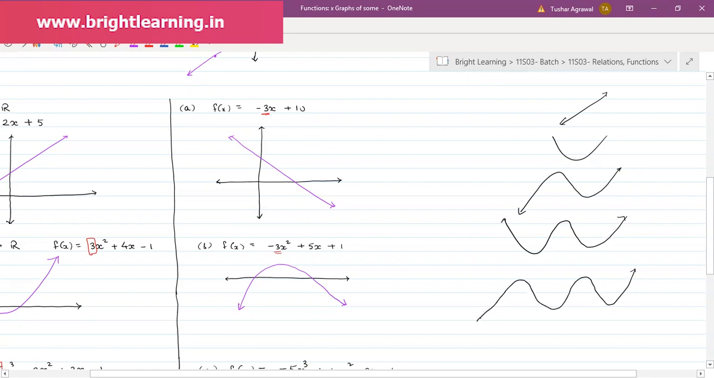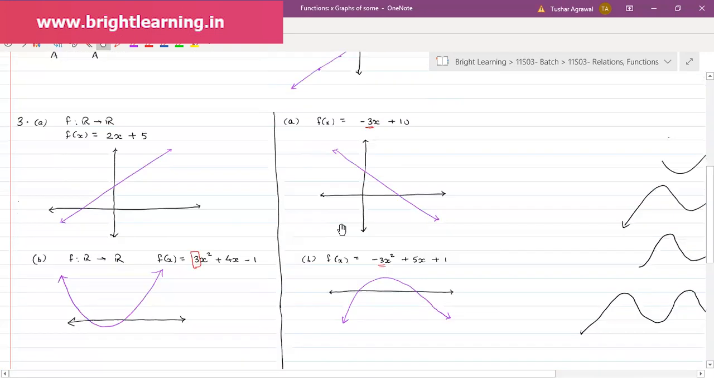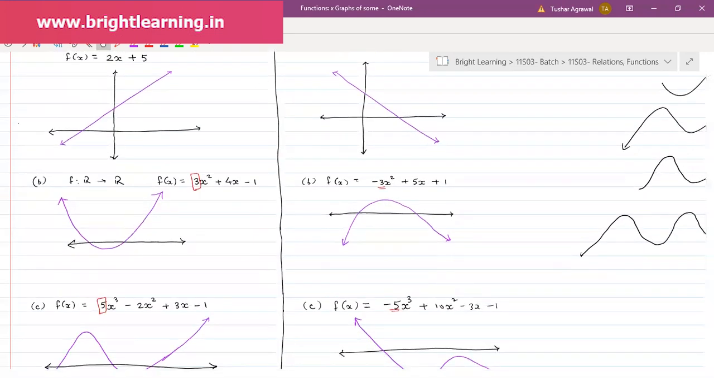Are you getting it? How to draw the graphs? For 6 also you can draw. And now for the negative leading coefficient, just keep it downwards. Okay. So I hope this will be clear. Now moving ahead, this was for the graphs of polynomial equations.